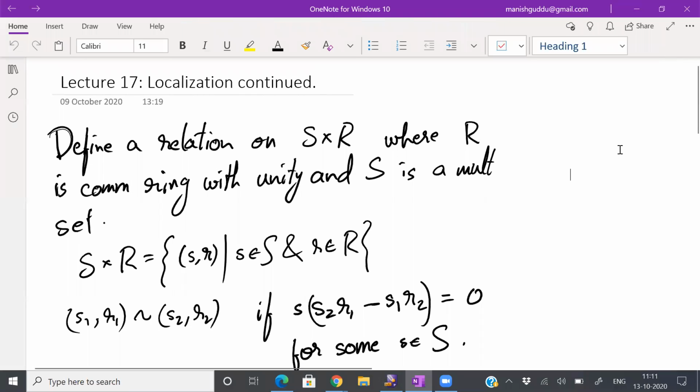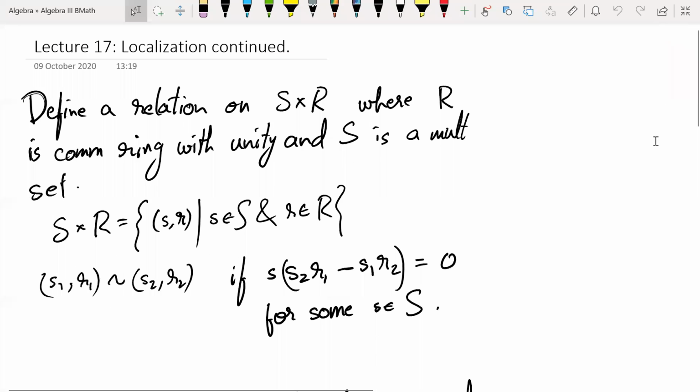Okay, so let's begin. So last time we were looking at localization. Before I begin, let me just tell you.